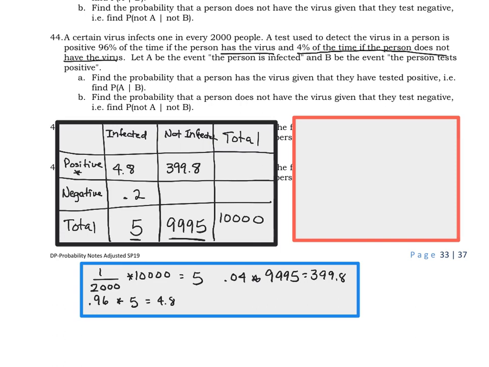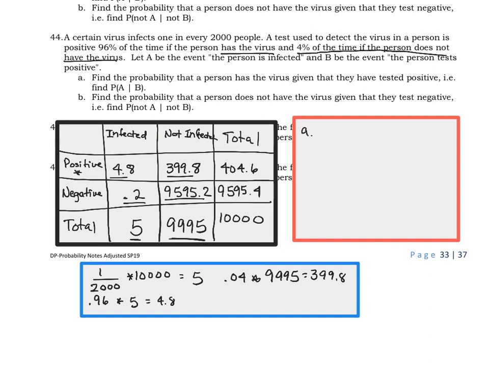So we'll subtract that number from the total that were not infected, and that will leave us with 9,595 2/10. Now to get the totals over here, the positives, we'll add this number and this number, and that gives us 404 6/10. And next we'll add this number and this number, and that will give us 9,595 4/10. So now we will use this chart to answer our questions.